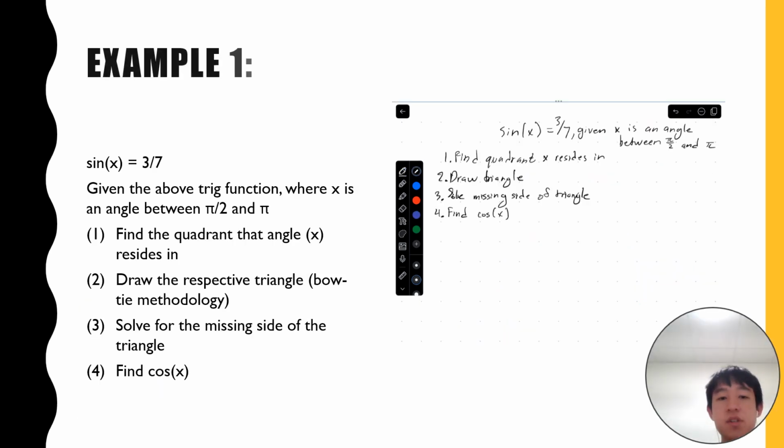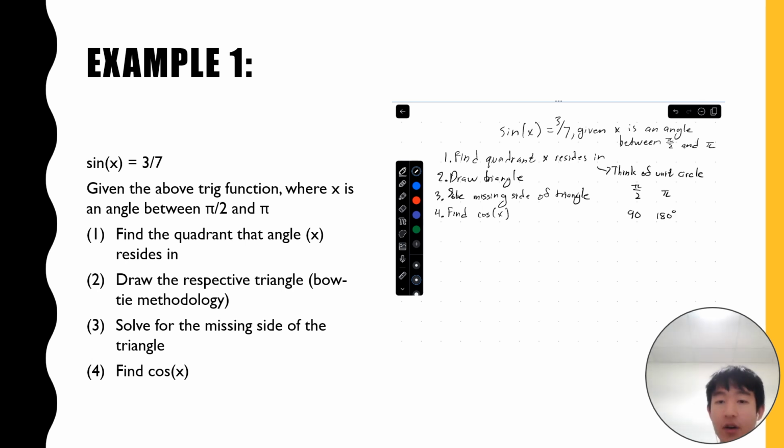Now let's solve for example 1. So we are given the trig function sine of x is equal to 3/7. So our first step is to solve for what quadrant x is currently in. For this step, I want us to think of the unit circle. So we have a very clear boundary or restriction that x is an angle that's between pi over 2 and pi. So if we think back to our unit circle, or you can directly convert from radians to degrees, that is 90 and 180 degrees respectively.